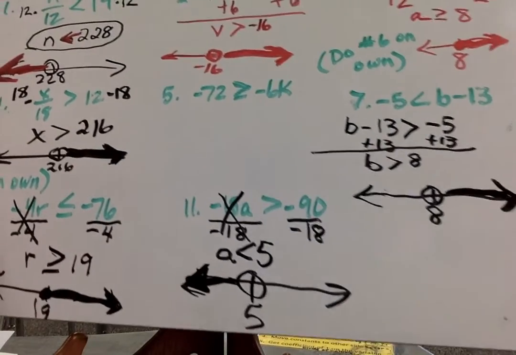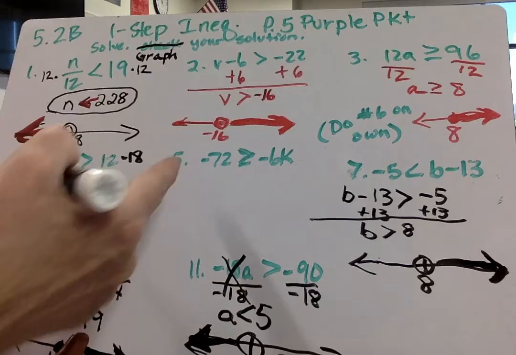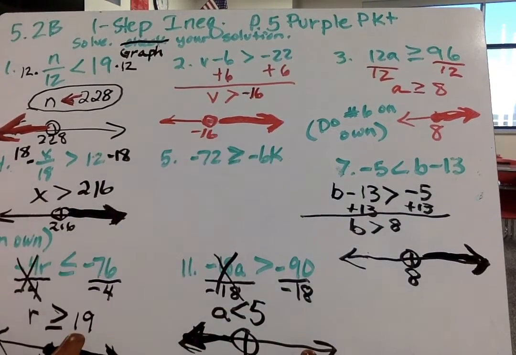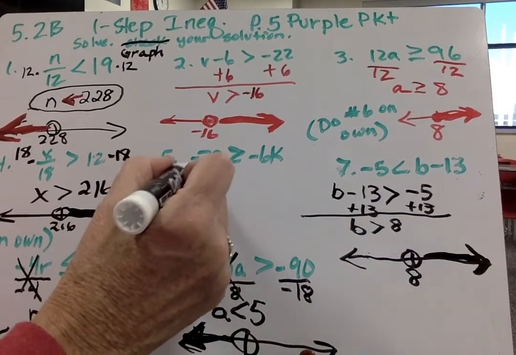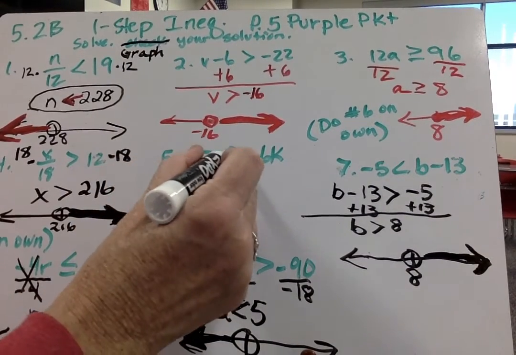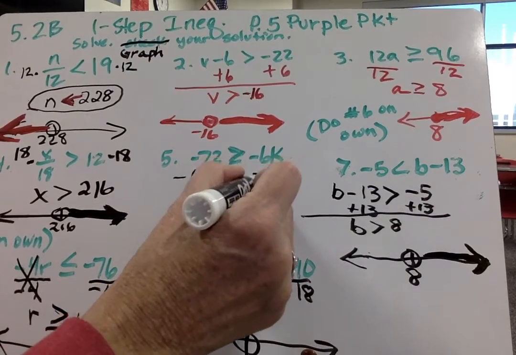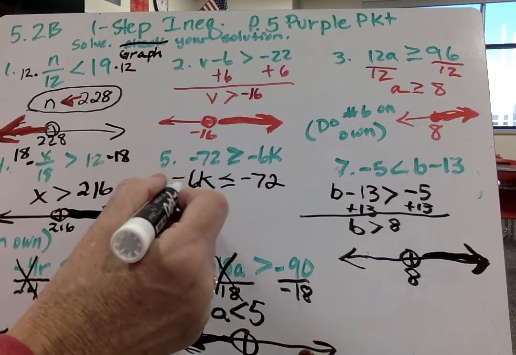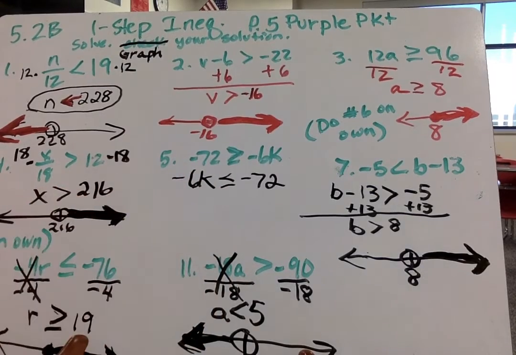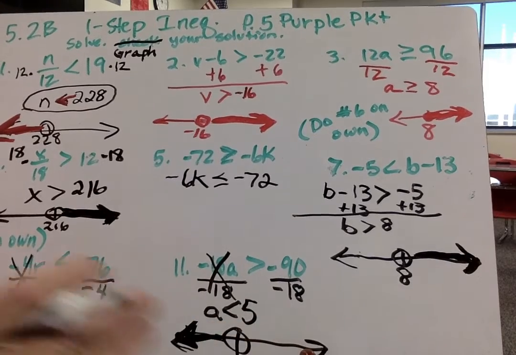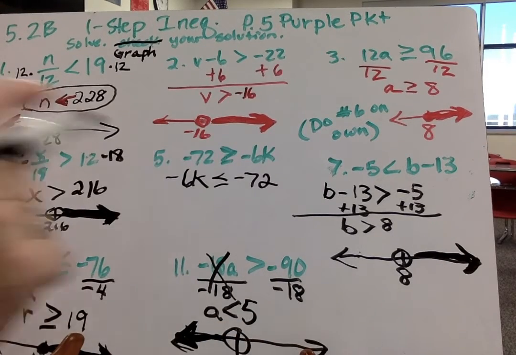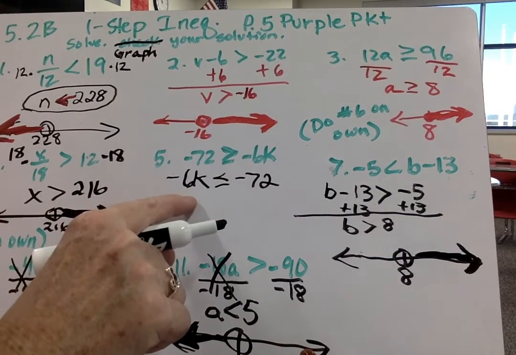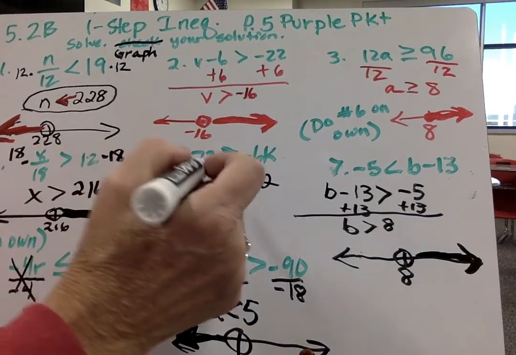Okay? All right. Now we're going to go back up to 5. 5 has two trickster things going on. First of all, the variable's on the right side, so I'm going to flip that over here. Negative 6k is less than or equal to negative 72. Now, I'm going to go ahead and solve for k. Again, is this subtraction or is it something else? It is something else. See the 6 and the k, nothing is in between. So that means it's multiplication.